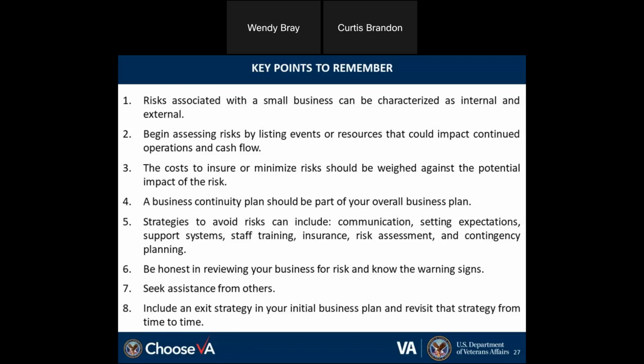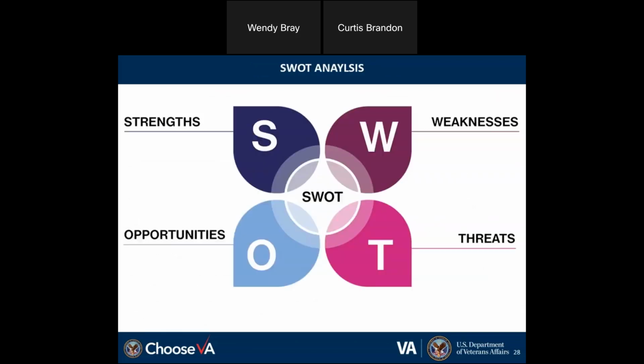Number 6, be honest in reviewing your business for risk and know the warning signs. You never want to just cover up, close your eyes and say, okay, I'm not even going to think about that, or no, that's not even a possibility. You want to be honest when you're looking at it and reviewing it. When you're being honest, I provided you with this SWOT analysis where you're looking at your strengths, weaknesses, opportunities, and threats, performing this analysis of your business's internal strengths and weaknesses and external opportunities and threats. It may uncover overlooked risks as you start documenting it. To be effective, a SWOT analysis should be a very candid and honest assessment of your business.